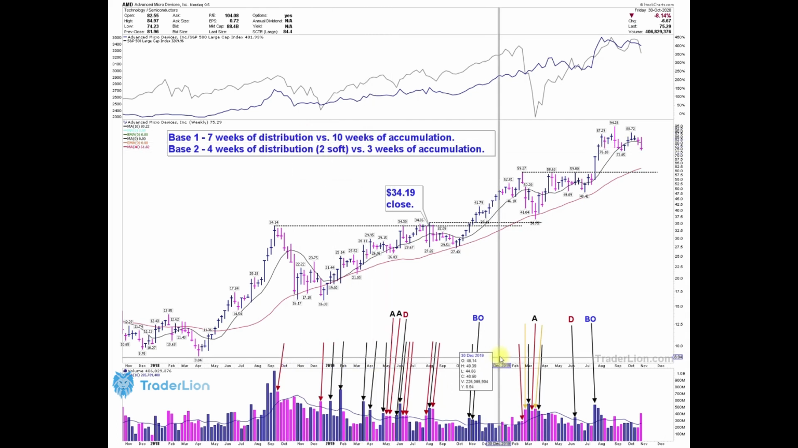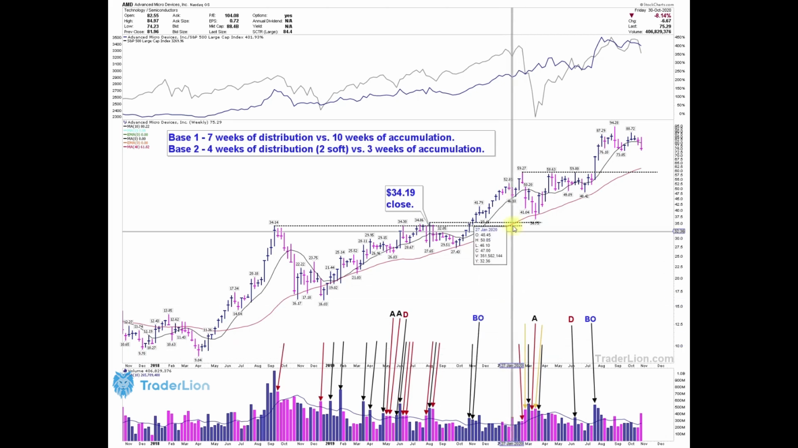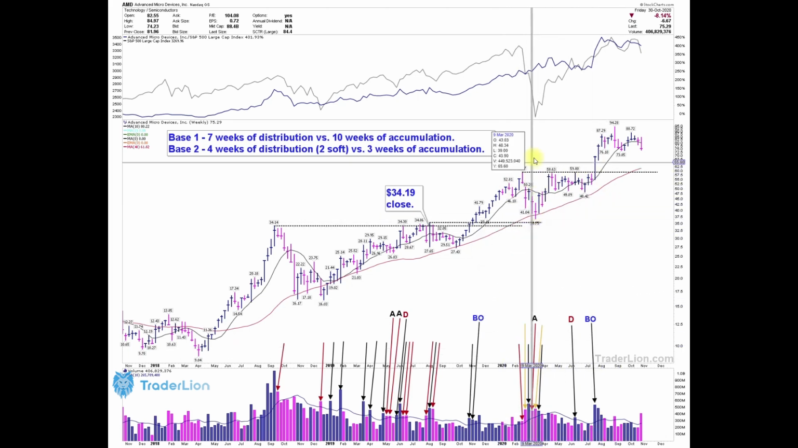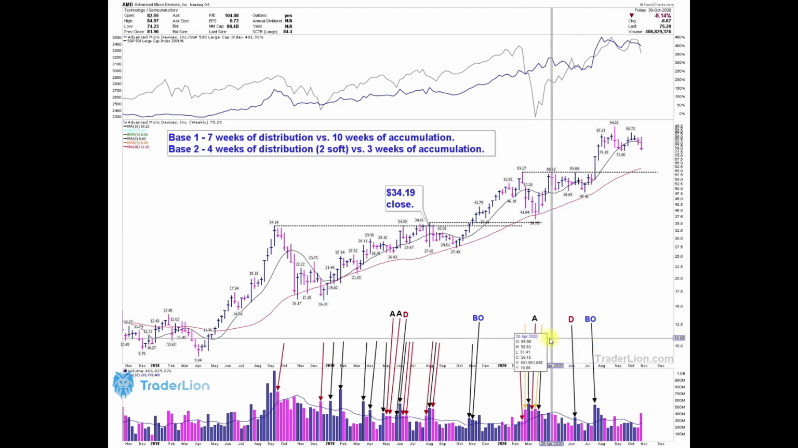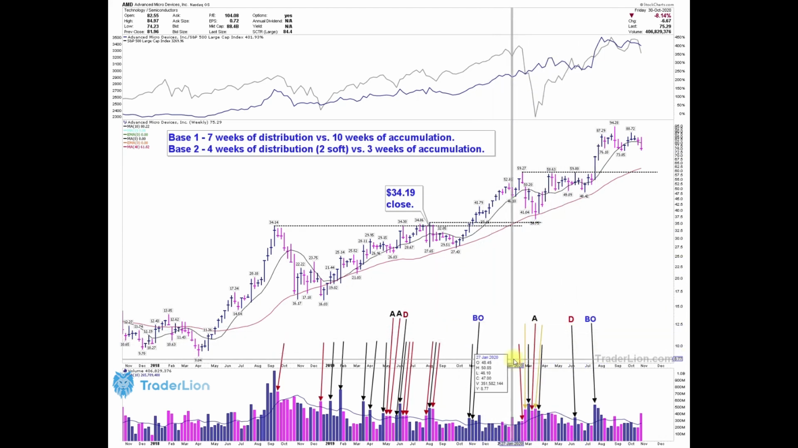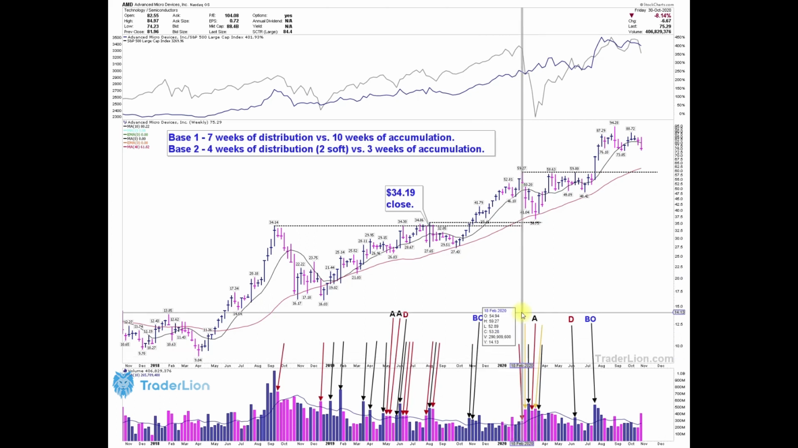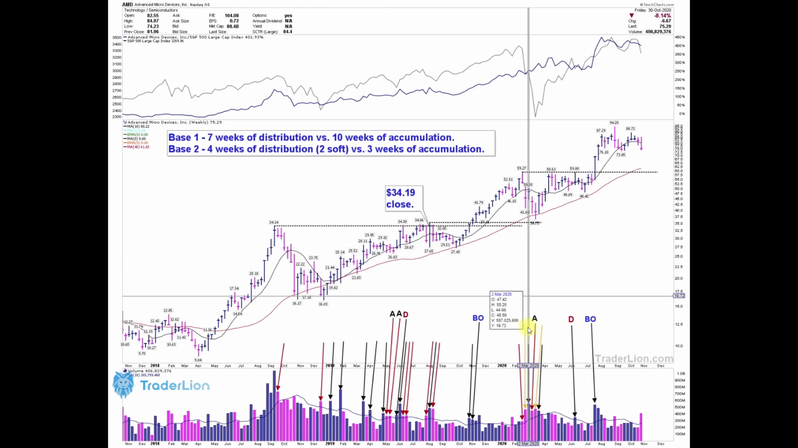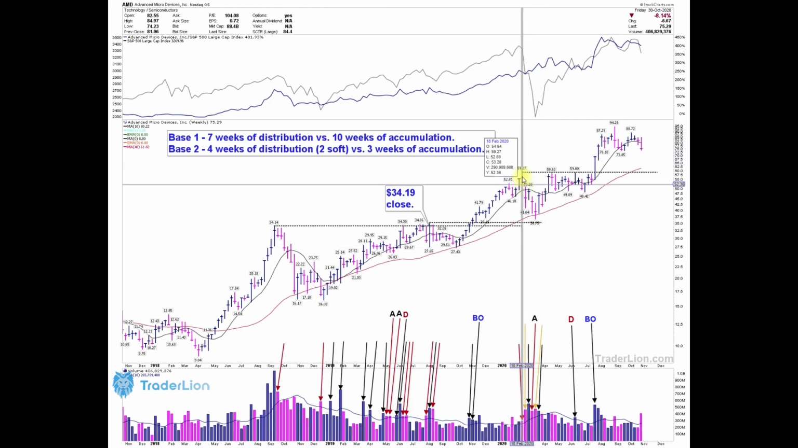Let's go ahead now and take a quick look at our second base, which is this consolidation right here, which I've got marked with these arrows. This one is a little bit shorter, starting again with our first week of above average volume on the downside, which is right here. We've got a new high, ultimately stalls, closes near the lows of its range on above average volume. That is a clear week of distribution.